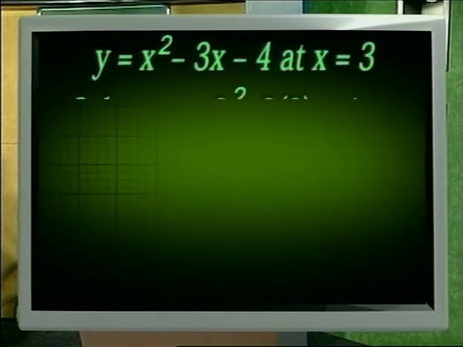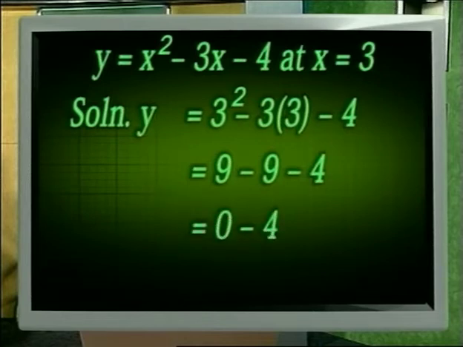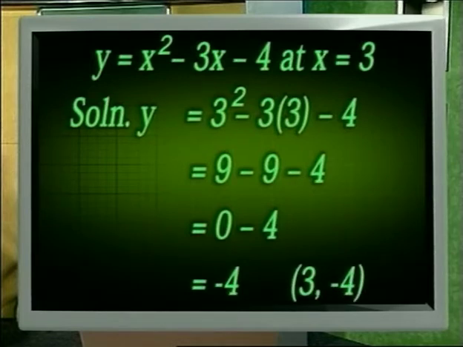Take another value of x as 3. So by placing the value of 3 in the equation, we get 3 square minus 3 in the bracket 3 minus 4, which gives you 9 minus 9 minus 4, that is 0 minus 4, and answer is minus 4. So we get one more point, that is 3, minus 4.